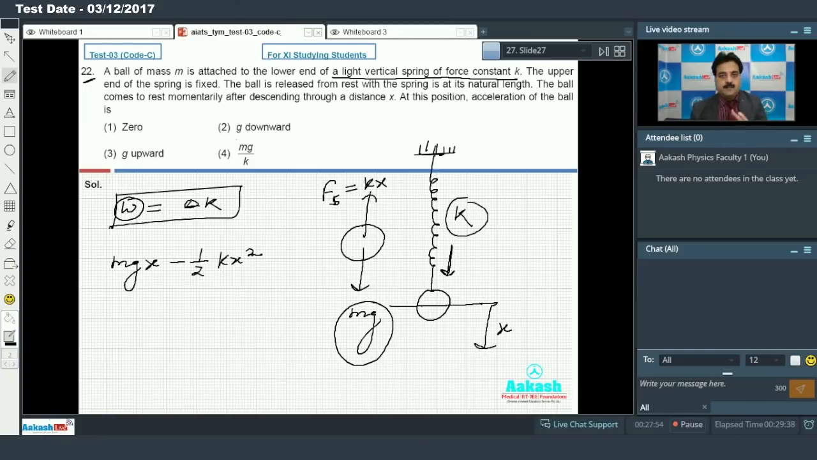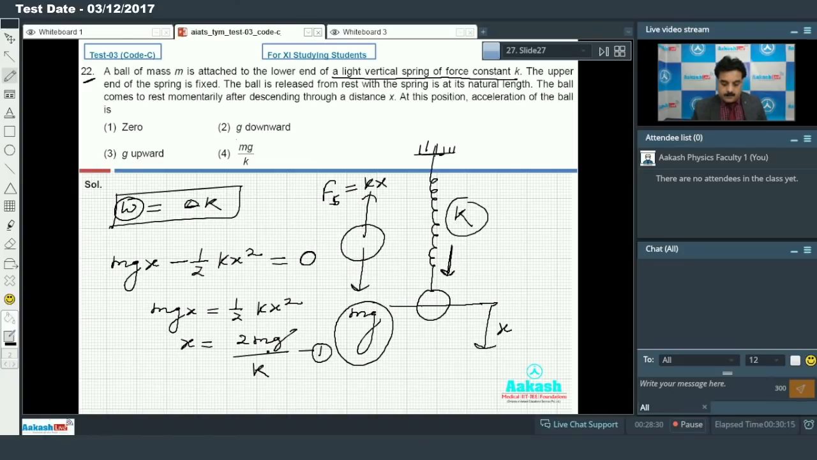हमें पता है कि जब स्प्रिंग के वर्क डन की हम लोग बात करते हैं तो एंगल बिटवीन द एलोंगेशन एंड फोर्स विल बिकम 180 डिग्री. So that is why we are going to use the minus sign, and that is equal to change in kinetic energy. Initial और final दोनों केस में स्पीड 0 है, so we can take change in kinetic energy as 0. So I have a relation mgx is equal to half kx square, right? So we'll calculate x, that is 2mg upon k, and this is my relation number 1.